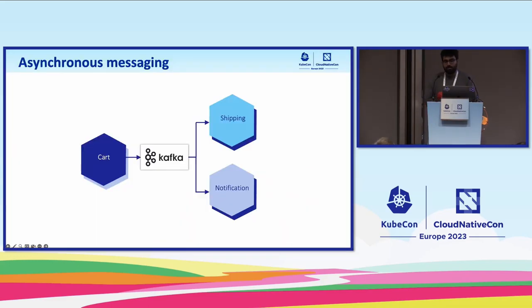So this is how a normal asynchronous messaging application looks. You have your publisher, you have a few subscribers, you have a Kafka PubSub broker in this case. So your cart can publish events onto Kafka, and then Kafka sends those events to the subscribers. In this case, it's shipping and notification, and they can process that event and do something with it.